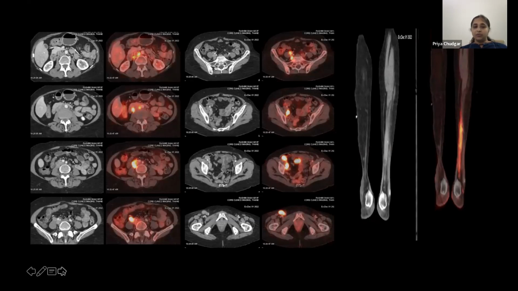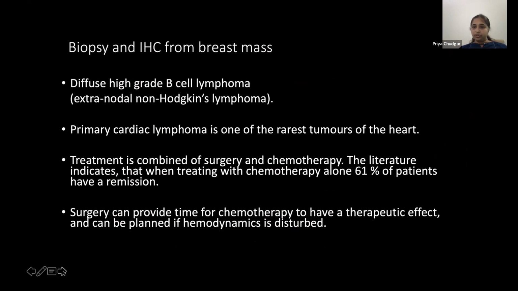So then finally, the biopsy was done from the breast mass along with immunohistochemistry, and it revealed diffuse high-grade B-cell lymphoma. So this was a type of non-Hodgkin's lymphoma. The pathologist was not sure, because it was such diffuse involvement, whether it was primary cardiac or a cardiac secondary metastasis, because it had already gone to the lymph nodes, but the breast lesion definitely looked secondary. The treatment is usually with surgery and chemotherapy. But even with chemotherapy, the literature reports significant recurrence. Depending on the hemodynamic disturbances, the decision of surgery can be made.